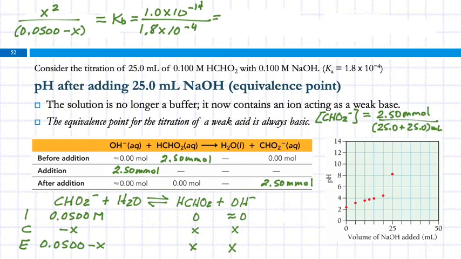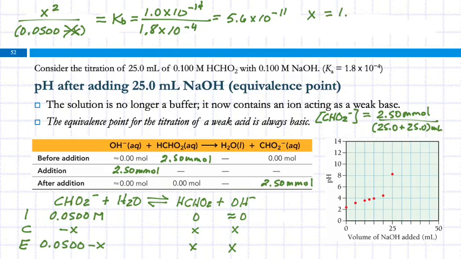So this is a really small number. 1 times 10 to the minus 14 divided by 1.8 times 10 to the minus 4 is 5.6 times 10 to the minus 11. Is x going to be small? Yeah, this is a tiny equilibrium constant. So x is going to be small, so we can ignore x there. And so I can take my Kb and multiply by the 0.05, and then take the square root of that to get what x is.